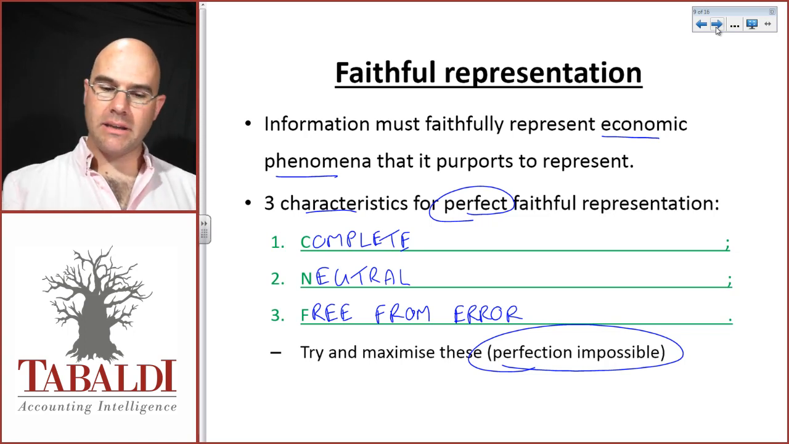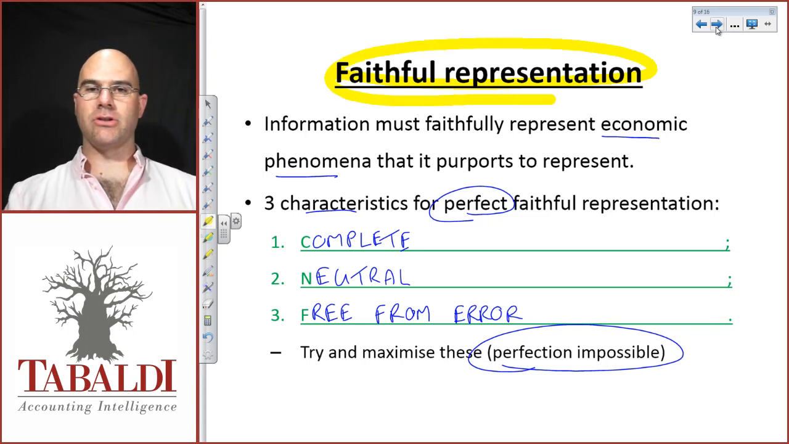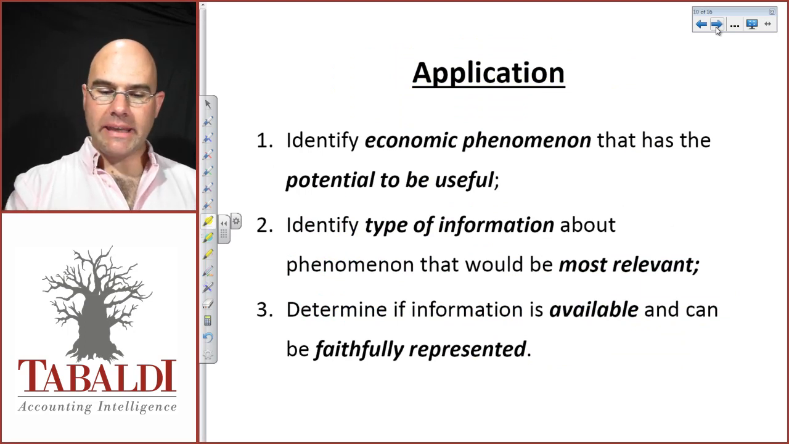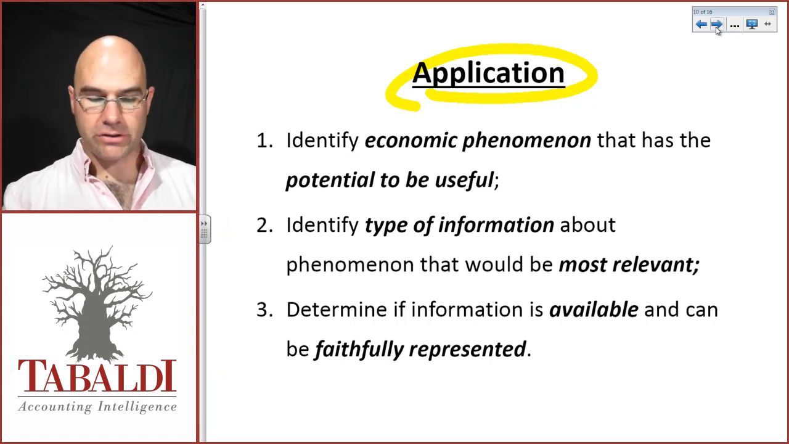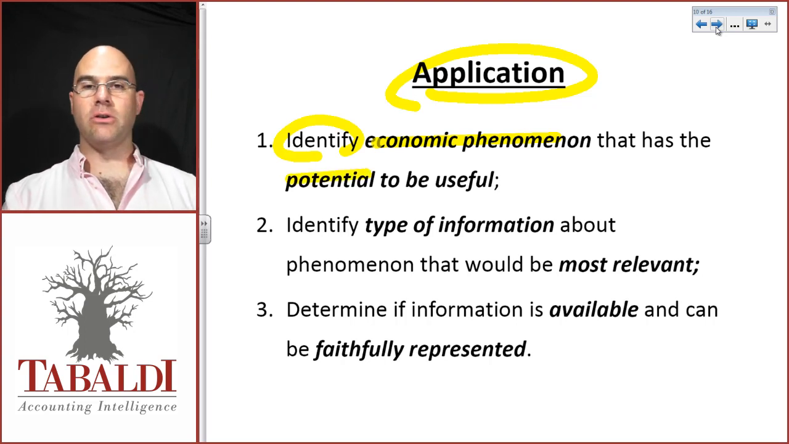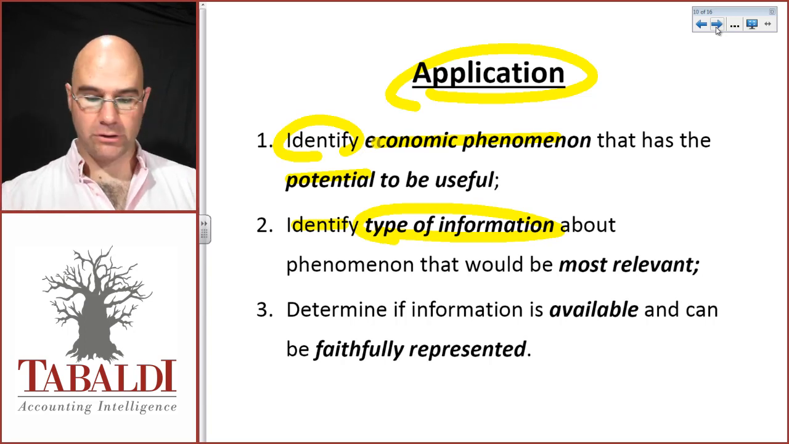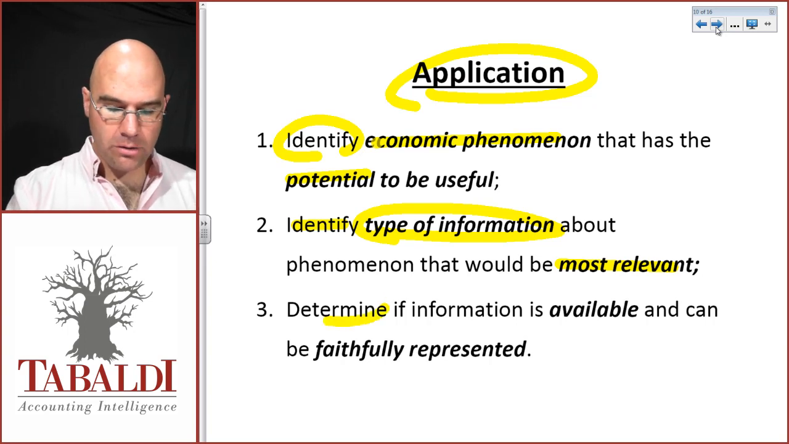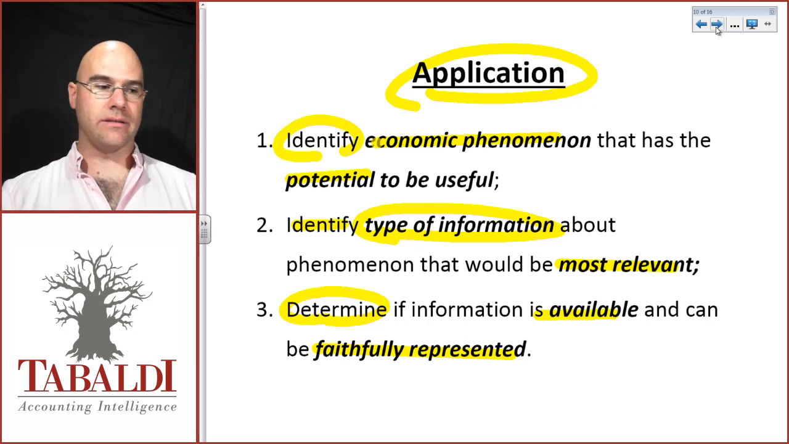Remember, no longer reliability, but we are now dealing with faithful representation. I think this has been a good move by the standard setters. Okay, application of these two fundamental characteristics are: first, identify the economic phenomenon that has the potential to be useful. Then you must identify the type of information about that phenomenon that will be most relevant to users. And then you must determine if the information is available and if it can be faithfully represented.